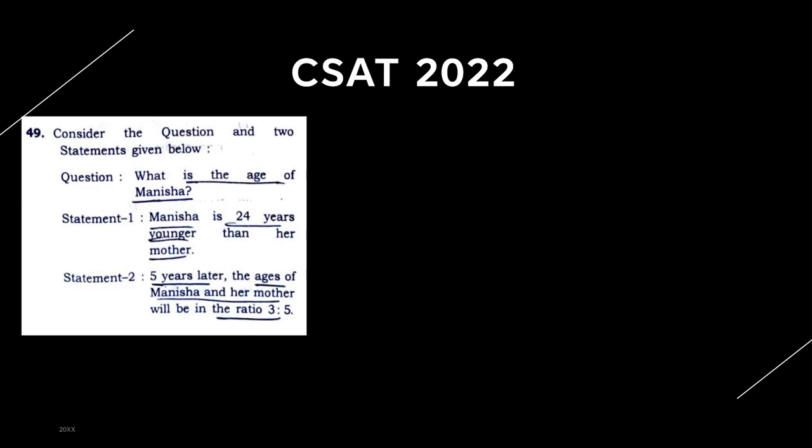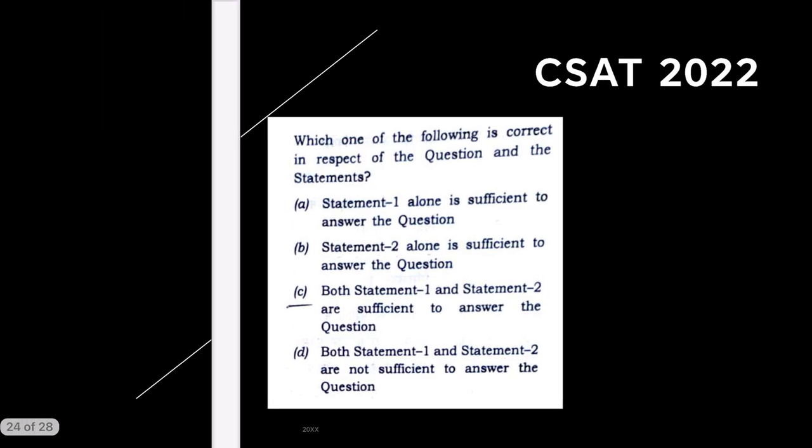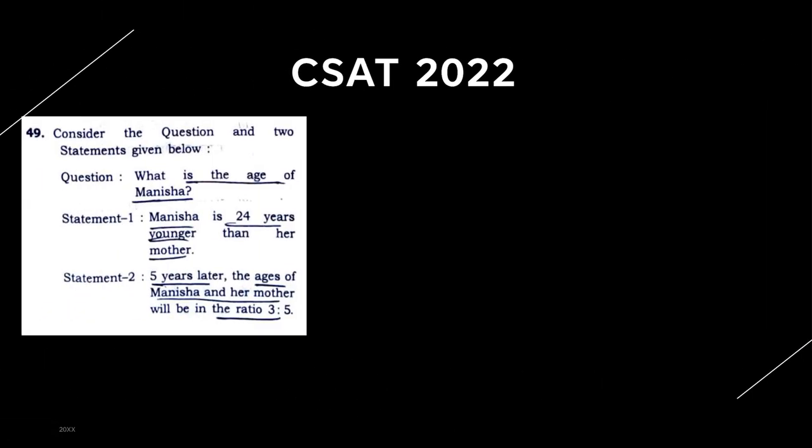Now, what is the age of Manisha? They are asking you to find the age of Manisha. Two statements are given to you, and these are the options. In statement conclusion questions, the first option means that only one statement is able to give you the age of Manisha. Suppose we pick statement number 1.